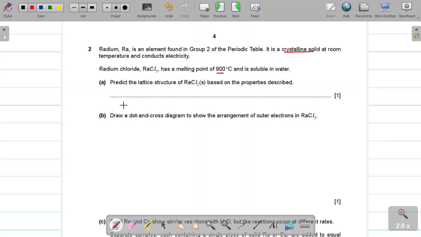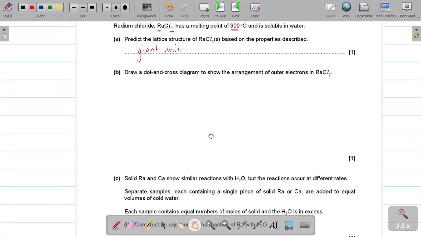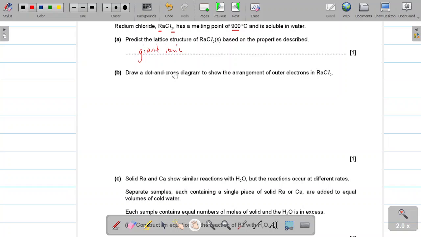So this should be pretty obvious that this is a giant ionic lattice. We should also be able to determine this from the fact that radium is a metal and chlorine is a non-metal. So together they would favor ionic bonding. 1 mark for that question. The question also continues, draw a dot cross diagram to show the arrangement of outer electrons in radium chloride.